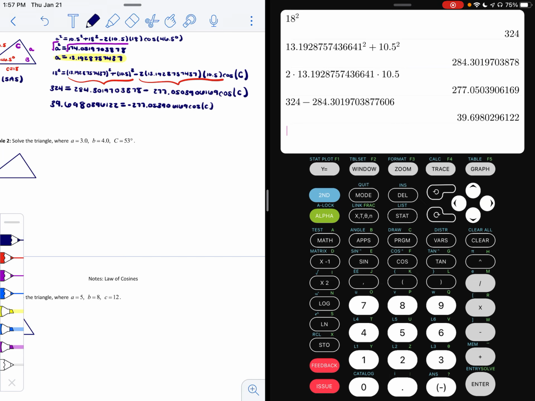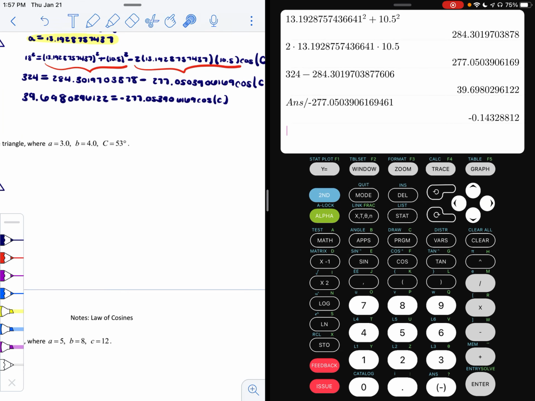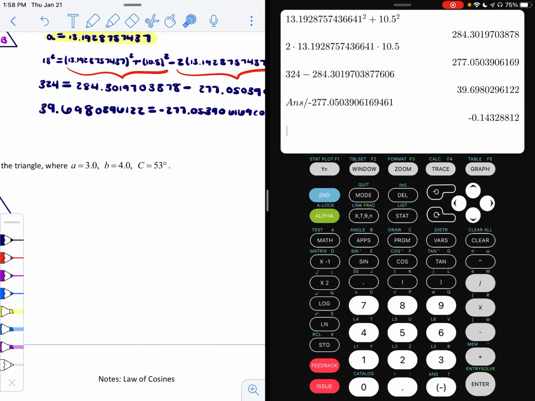Then, continuing to isolate this cosine function, since these are multiplied, we want to divide by negative 277. So that gives us negative 0.14328812 is equal to the cosine of angle C.